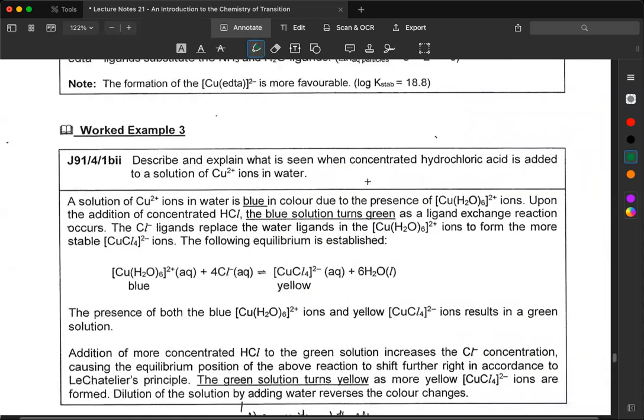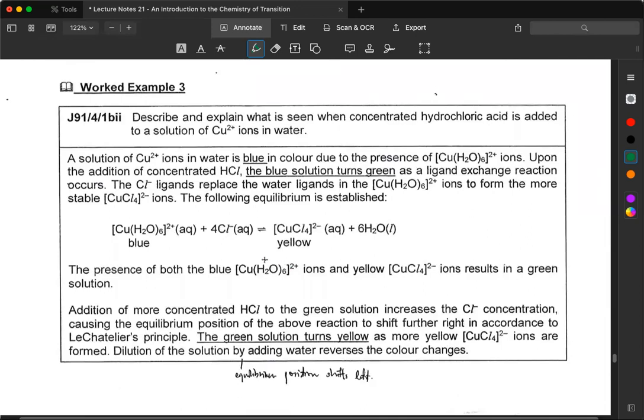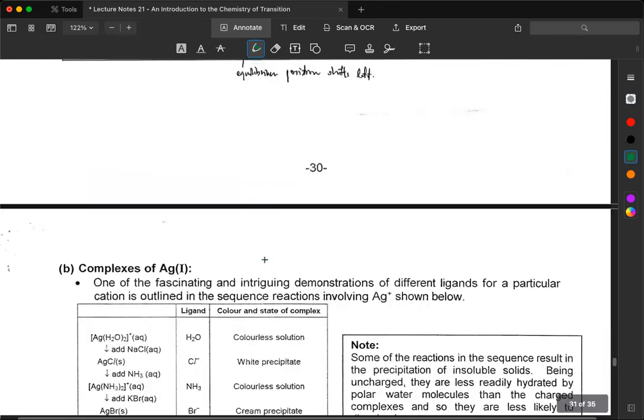Next example. What happens when you add concentrated hydrochloric acid to a solution of aqua complex? So the aqua complex is blue because of this, the aqua complex of copper. But with concentrated HCl, it turns green as there is a ligand exchange reaction because the Cl minus will replace the water to form this. It will form yellow. Then the presence of both the blue and yellow, because it's a mixture, will appear green. If you add more concentrated HCl, you will increase the Cl minus concentration. Equilibrium shifts to the right further by LCP, so it will turn more yellow. If you want to reverse, you can just add more water to reverse the color change.